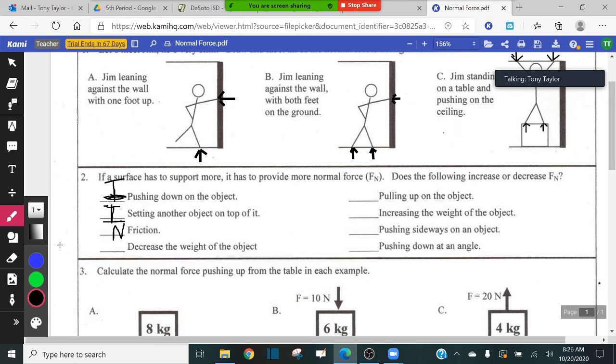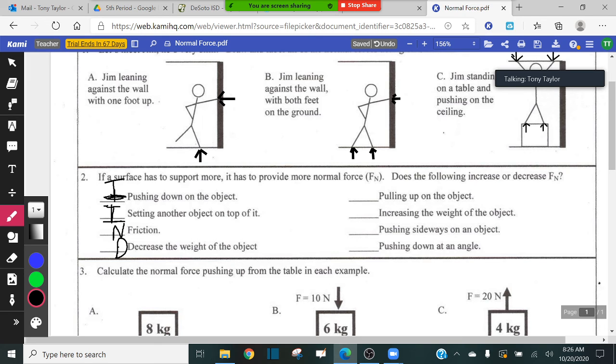So it says, does the following increase or decrease the normal force? I'm going to put N for nothing, that nothing happens. Nothing happens to the normal force as a result of friction acting between the two surfaces. What about decreasing the weight of the object sitting on the surface? That should be obvious. If you decrease the weight of the object, you decrease the normal force, right? Because obviously there's less.